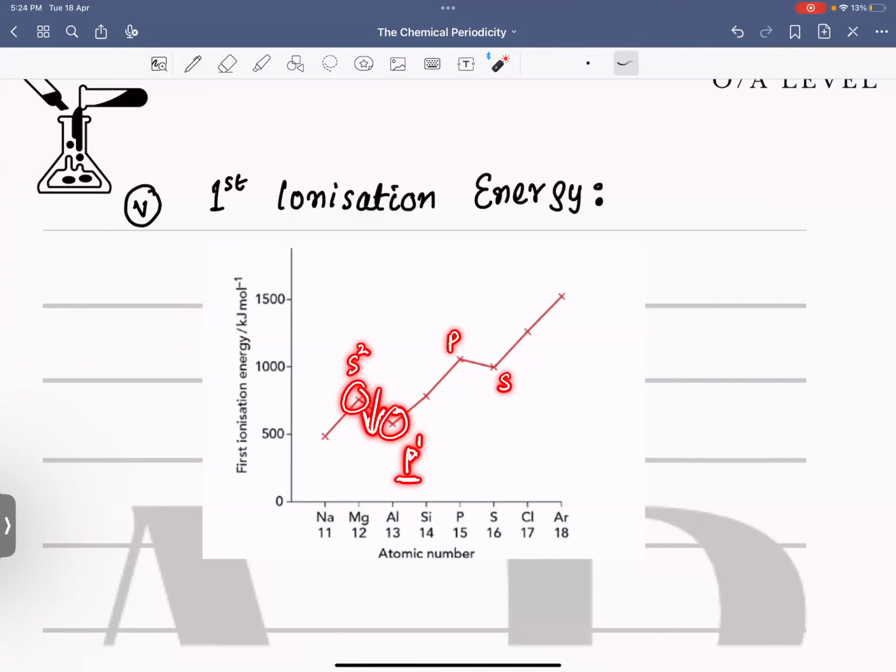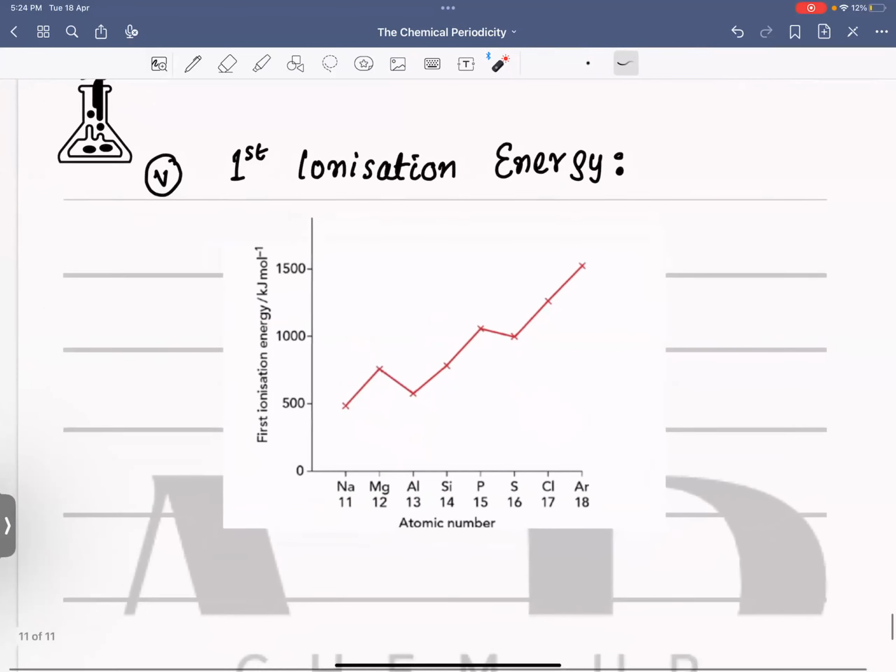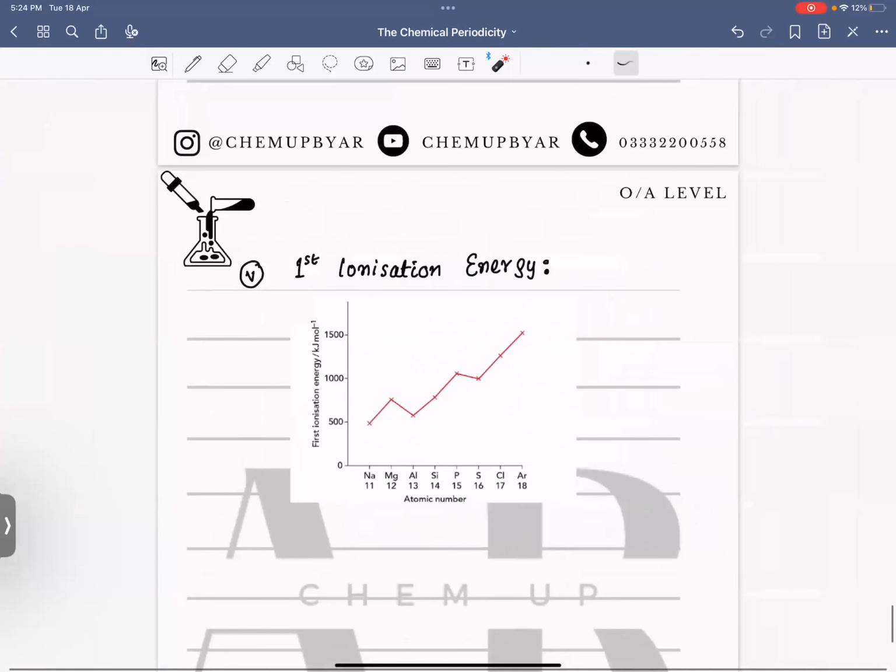That's why their ionization energy decreases. Then from phosphorus to sulfur, there is again a dip in the ionization energy. It is because here we have a pair of electrons, and over there there is a possibility that there is no pair of electrons.